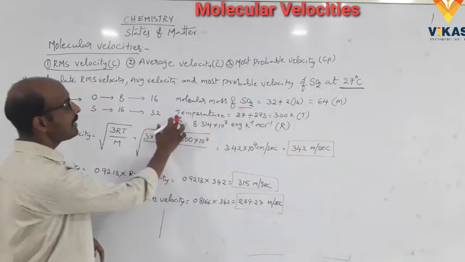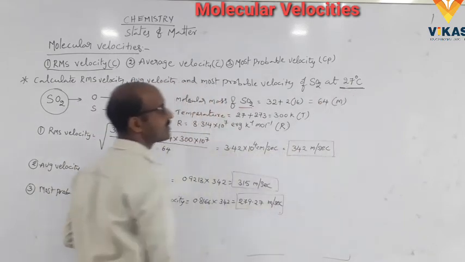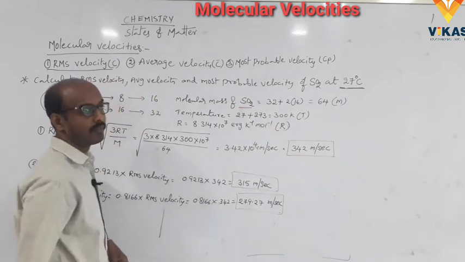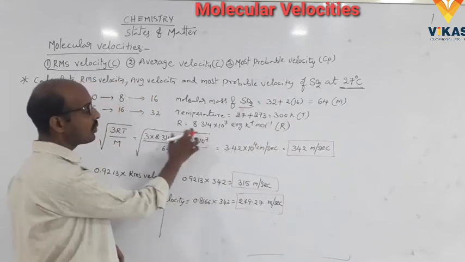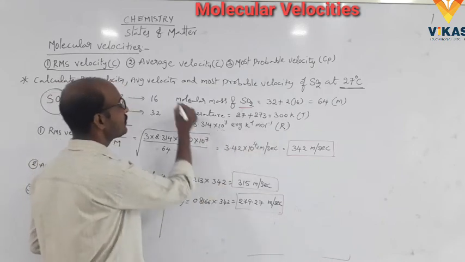And next, temperature is given as 27 degrees centigrade. Converting into Kelvin, plus 273, we get 300 Kelvin. And we know the R value. R is equal to 8.314 into 10 to the power of 7 erg per Kelvin per mole. Substitute these three values.